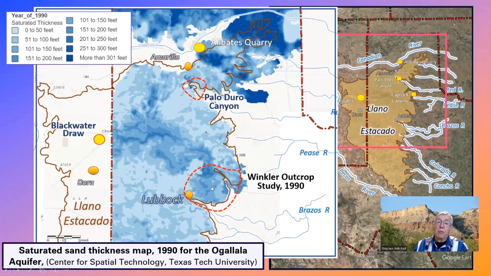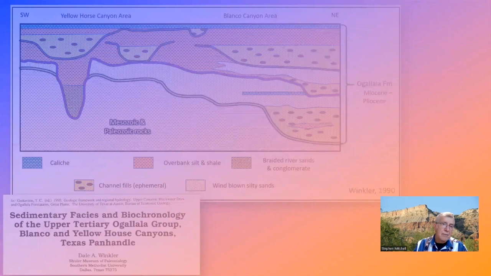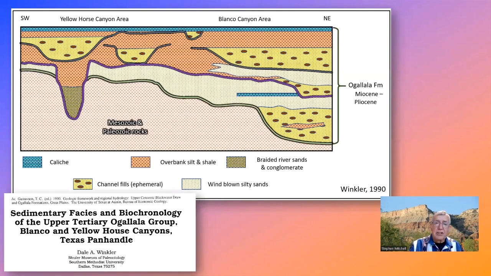And what would we find there? Well, Dr. Dale Winkler from SMU has done a study on that. He did an outcrop study in that region in 1990. And here's some of what he found. This is a schematic cross-section that shows that there's an erosional surface at the base of the Ogallala Formation and a whole series of nested channels from a river system coming in this area. You have the yellow channel fills in this.